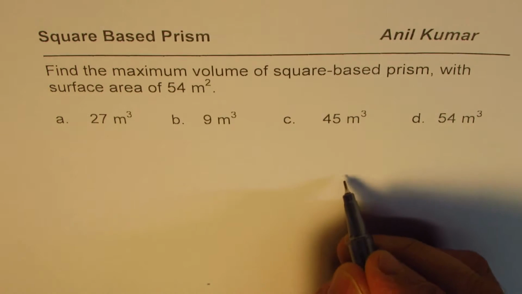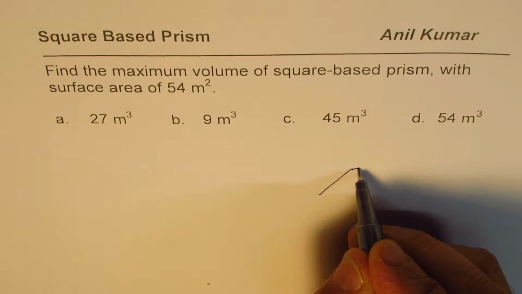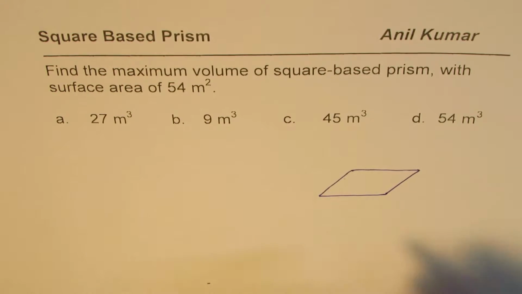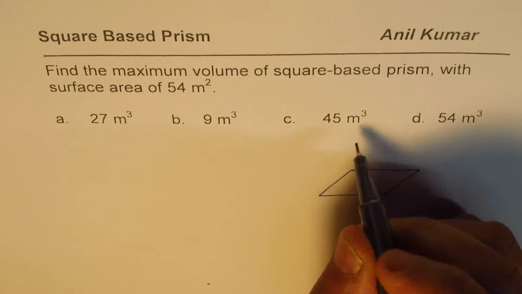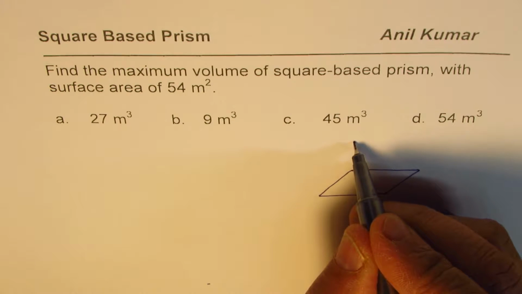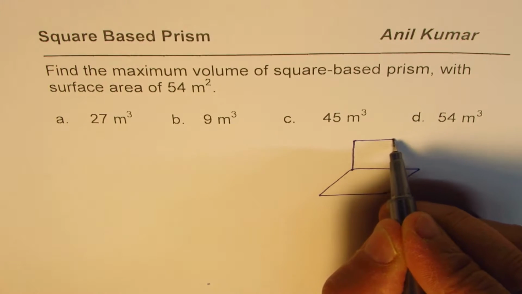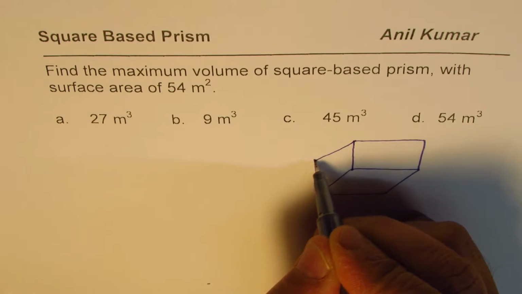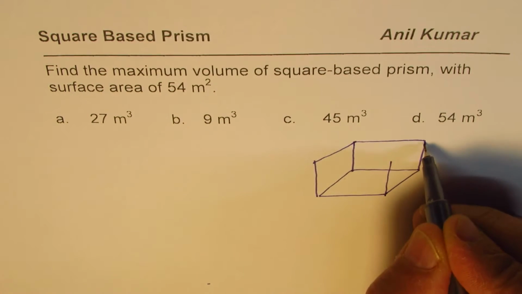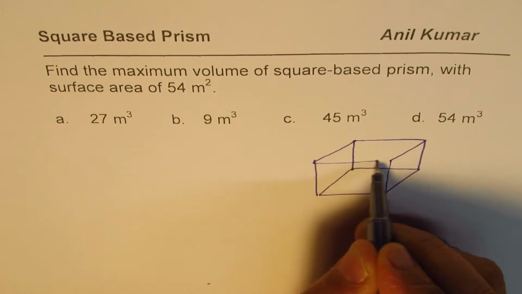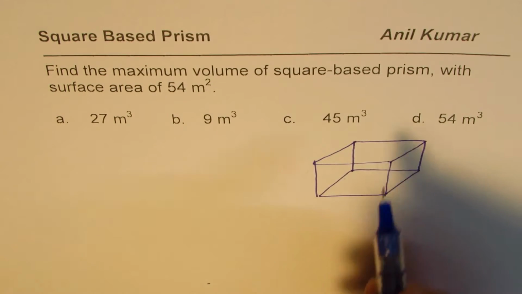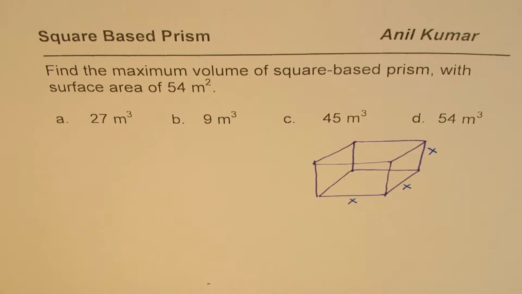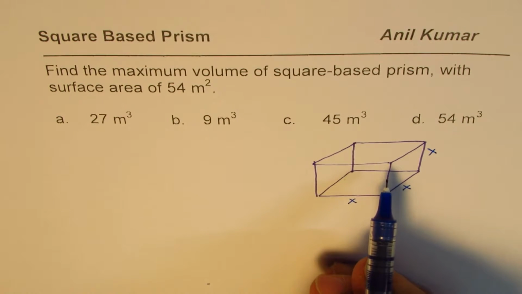Now, square-based prism means that the base is a square, so the dimensions of the base will be x, x, and x, right? So that is a square base. And whenever you have a square base prism, the shape which gives you maximum volume for the fixed surface area is what? Do you know that? Well, that is a cube. So all the sides of a cube are equal, and that gives you maximum volume, right?